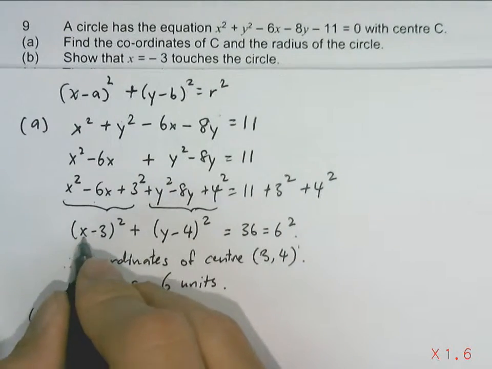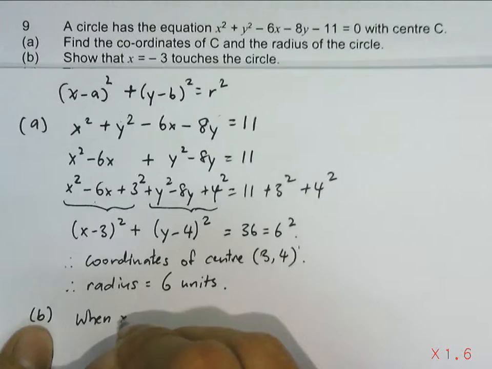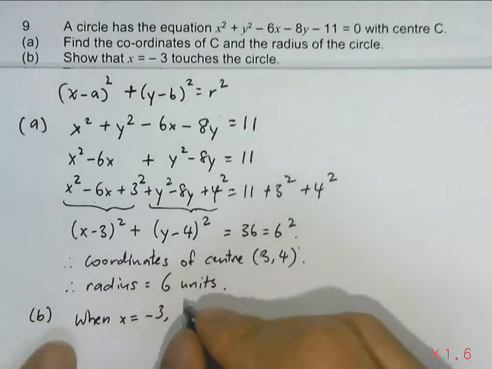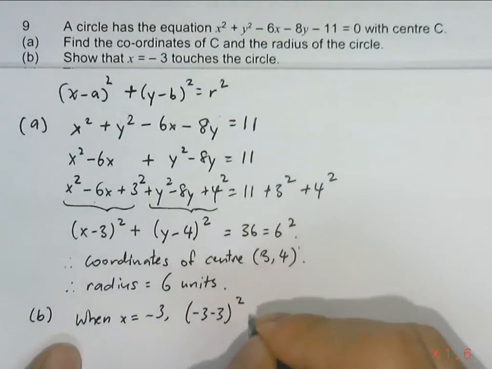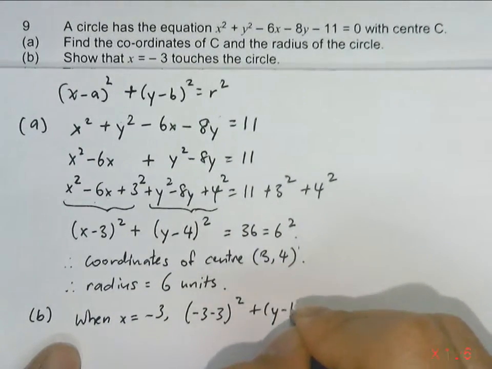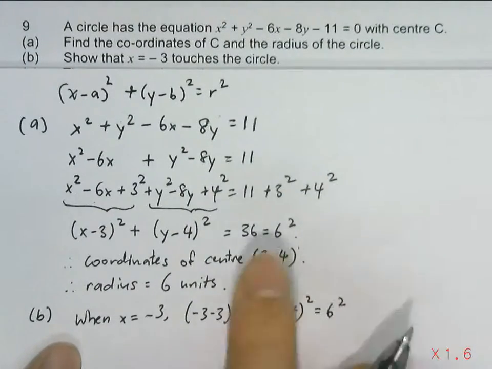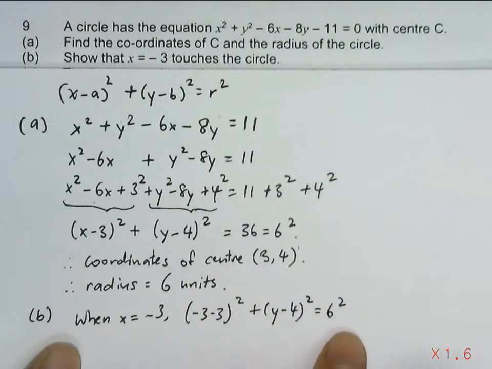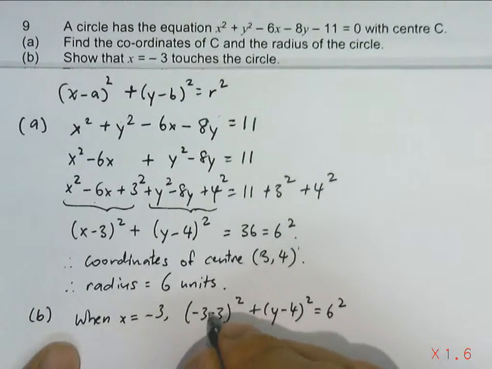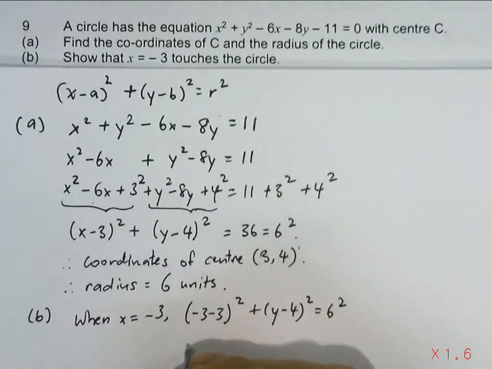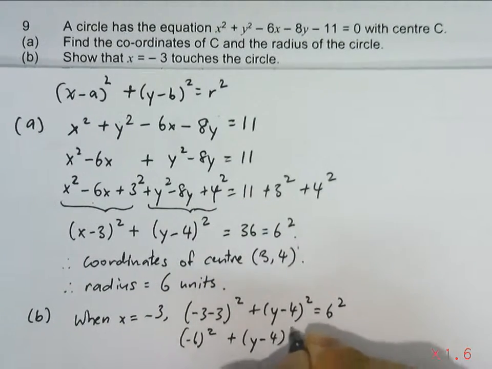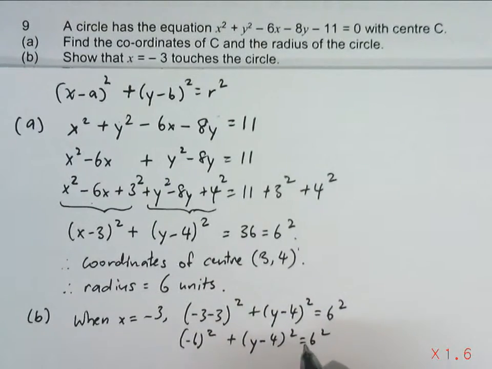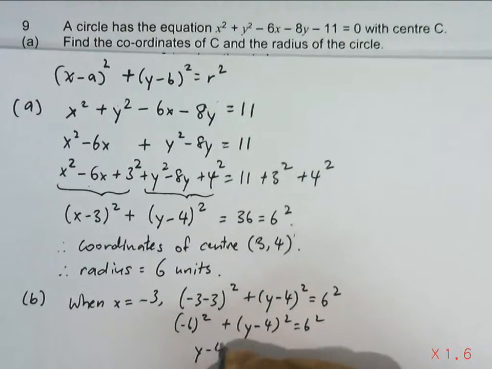When x is negative 3, I substitute into here. So I get minus 3 squared plus y minus 4 squared equals 6 squared. This gives negative 6 squared, which turns positive, still the same. So these two are the same, and what I get is just y minus 4 squared equals 0.